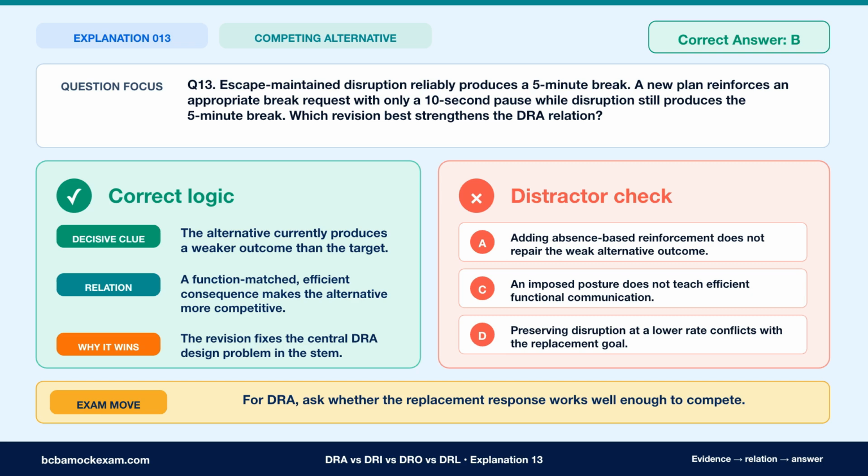A. Adding absence-based reinforcement does not repair the weak alternative outcome. C. An imposed posture does not teach efficient functional communication. D. Preserving disruption at a lower rate conflicts with the replacement goal. For DRA, ask whether the replacement response works well enough to compete.